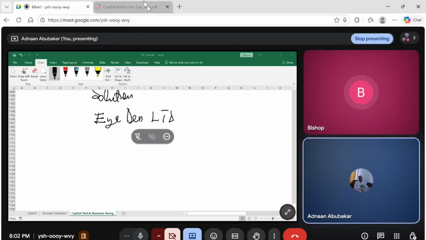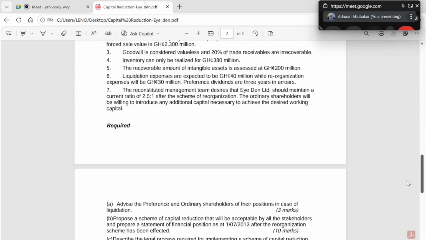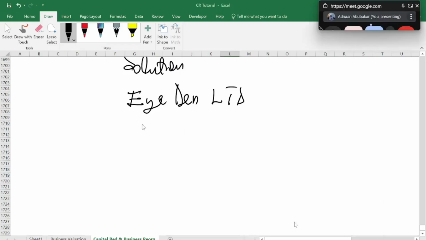preference and ordinary shareholders of their position in case of liquidation. So first, you come and work on liquidation. Are you with me? Okay. So you start with the position in case of liquidation.